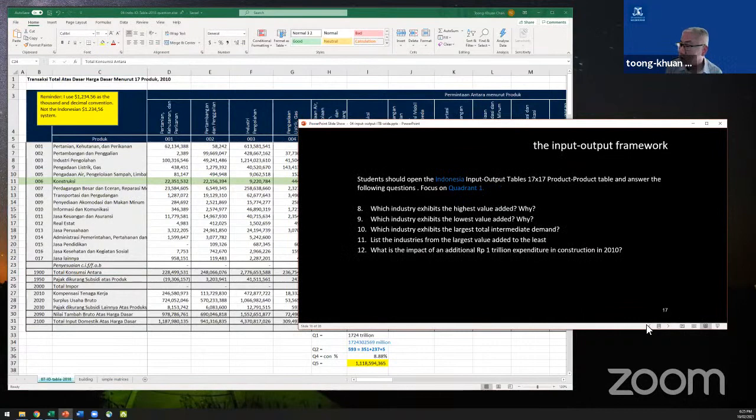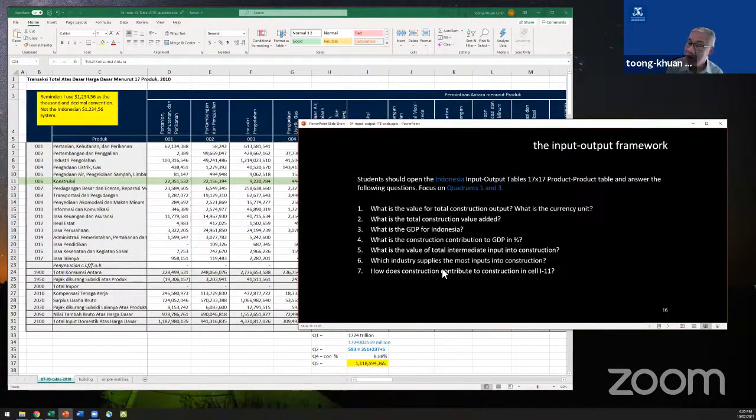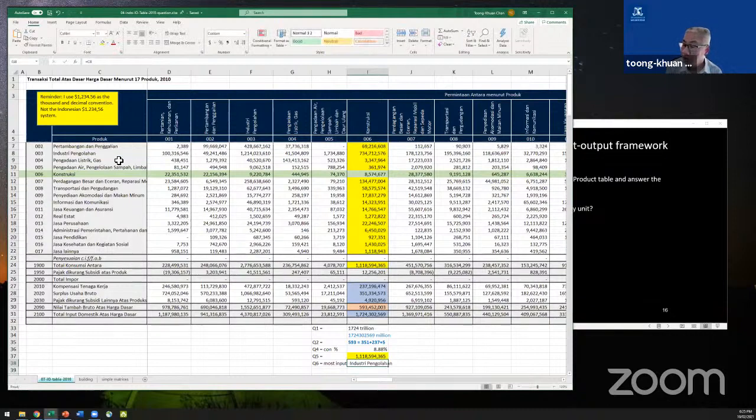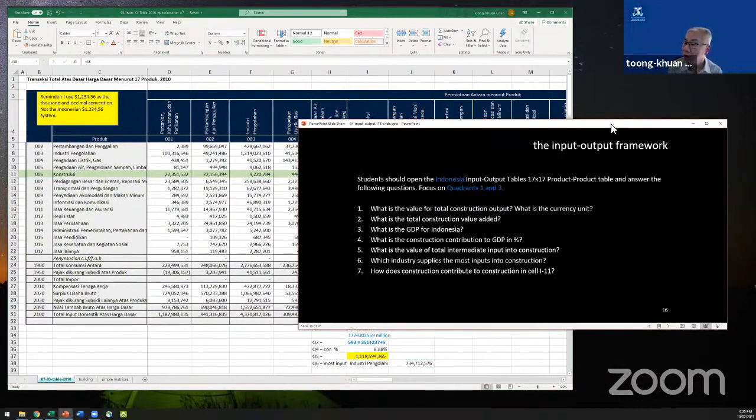Okay, question 6. Which industries supply the most inputs into construction? Question 6. Most inputs. Which one? Quite obvious, right? Industri pengolahan. So the largest one is this. Industri pengolahan at 734. Okay. So question 6, the largest contributor is manufacturing at 734.